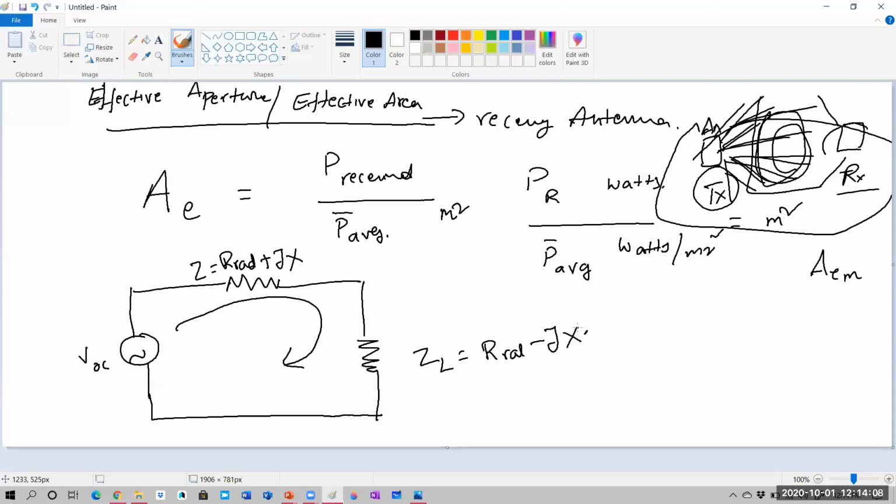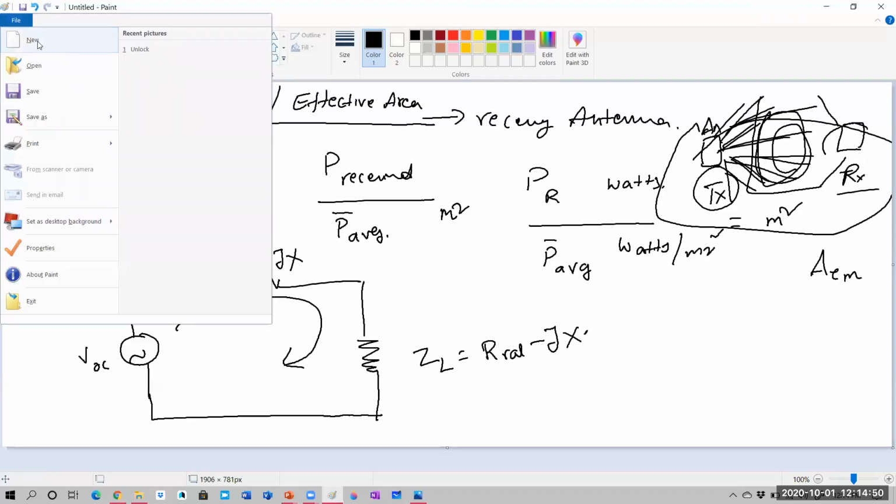By using the maximum power transfer condition, the power received is maximum and hence the effective aperture is maximum. So the point is, where the effective aperture is maximum means where the power received is maximum. It is just like the maximum power transfer theorem, which we studied in electrical circuits. So we can move into the derivation part right now.